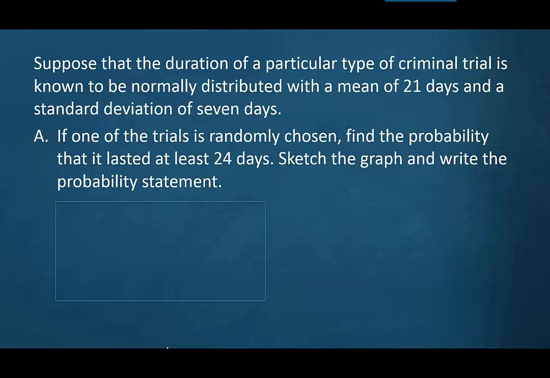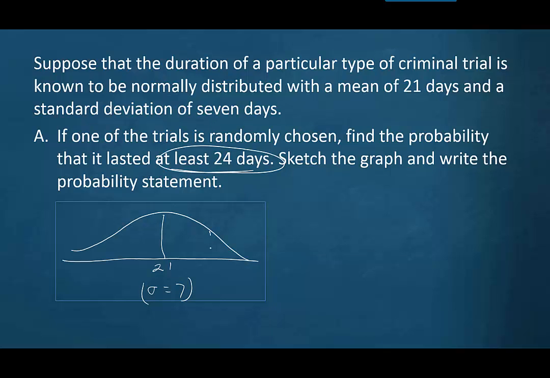Let's look at part A. So I'm going to go ahead and sketch a quick graph. So we have a mean of 21, standard deviation of 7. It lasted at least 24 days. So 24 is somewhere to the right here. And we're going to shade it on out. And we know that actually it never touches, but okay, there we go. So we're trying to find this area here, which corresponds to the probability of this question.